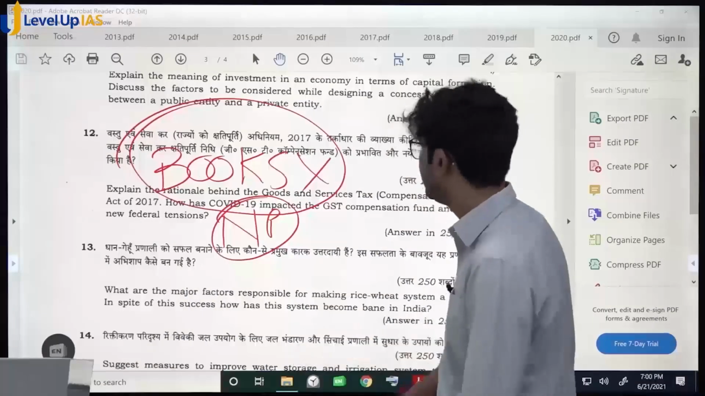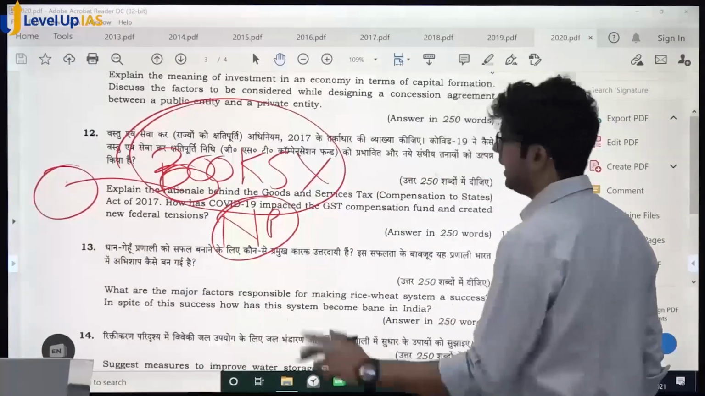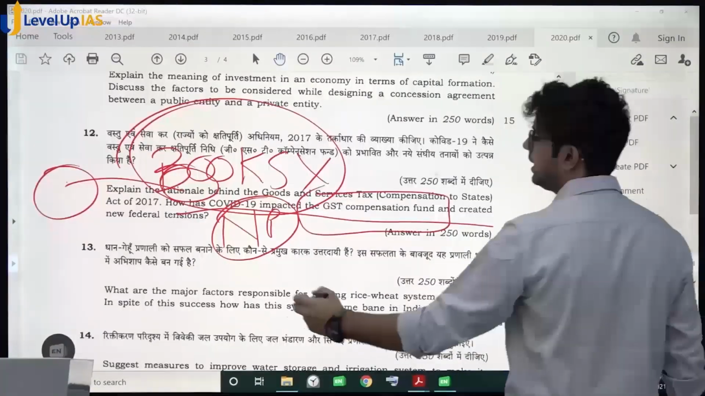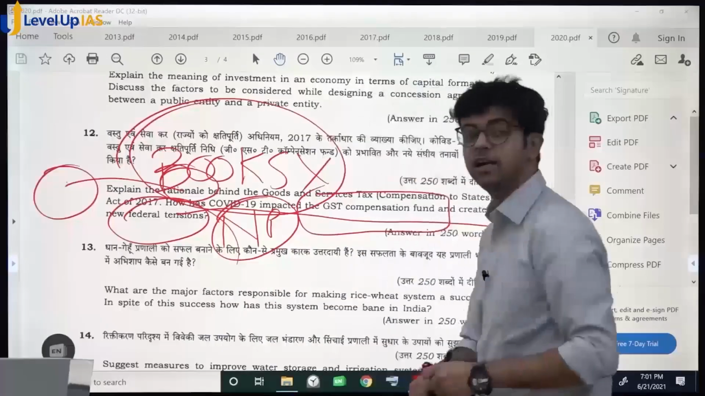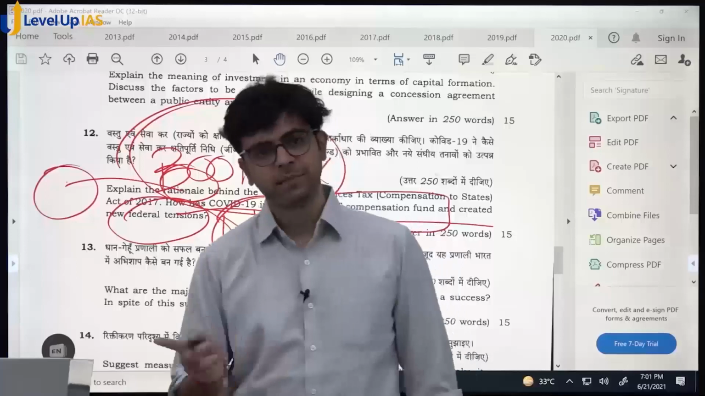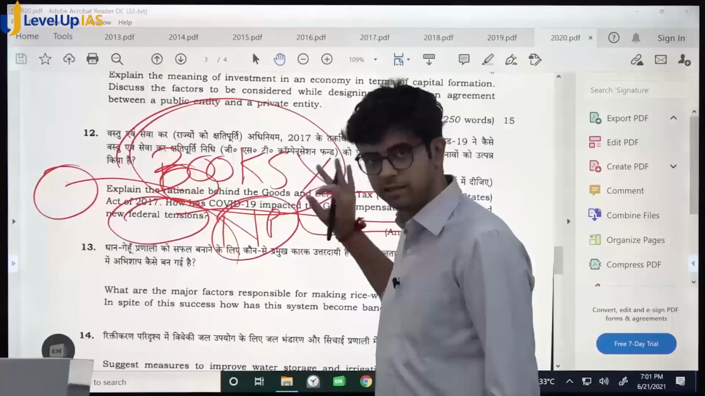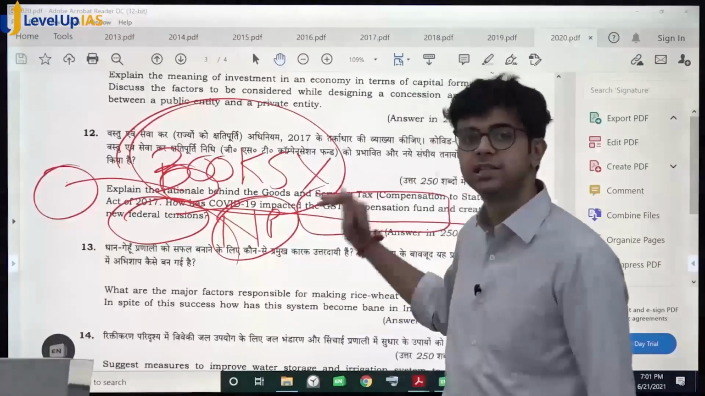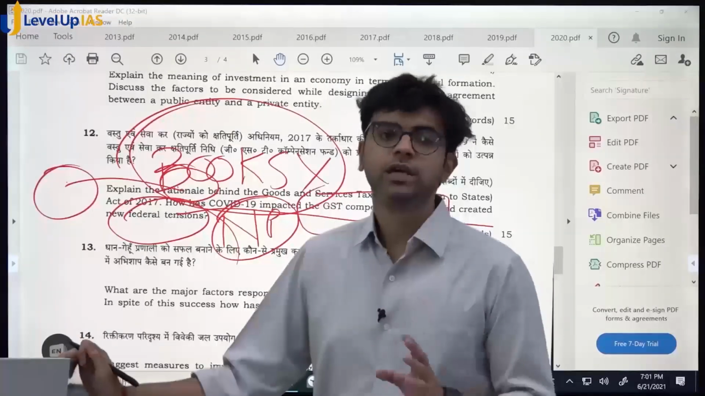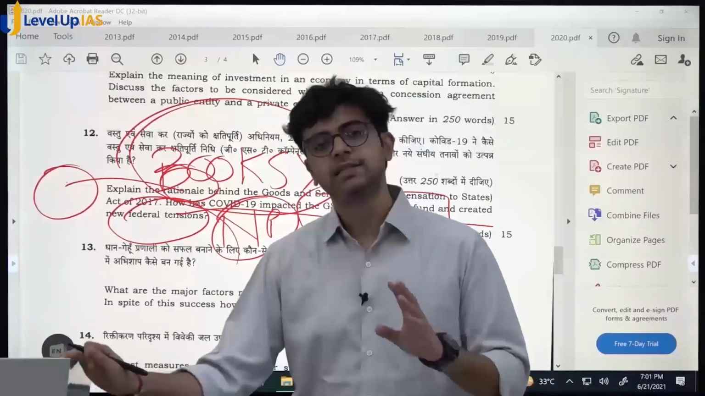This is also, I would say, a rationale question, asking why, and second, how COVID-19 has impacted the GST compensation fund and created federal tensions. Federal tensions go to GS2, you will have federalism. Like I told you, they have started mixing some points of GS3 and 2, but primarily this is an economic paper. Primarily this is GS3. You have to write on economic basis only. You refrain from using political or polity language or polity articles unless absolutely necessary.